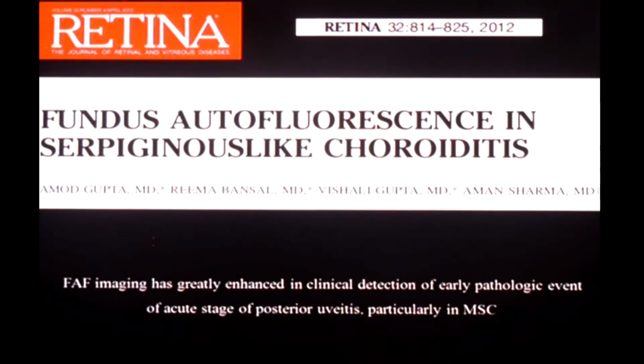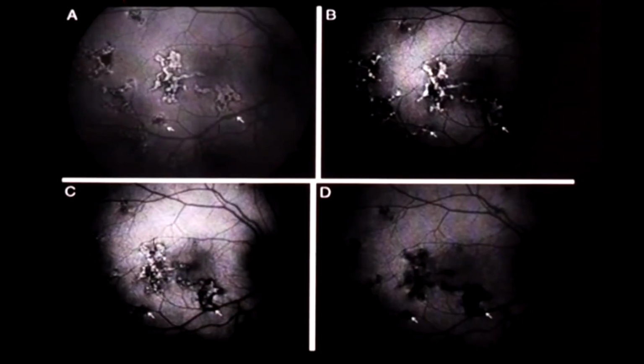Coming to the fundus autofluorescence, it is greatly enhanced in clinical detection of early pathological events of the acute stage of posterior uveitis, especially the multifocal serpiginoid choroiditis. We have these 4 stages. If the patient presents to you in stage 1, we have a halo, which is represented in A, and when the hyperautofluorescence starts decreasing and gets replaced by hypoautofluorescence, we know very well that the lesions are healing and that we need to stop our corticosteroid treatment.